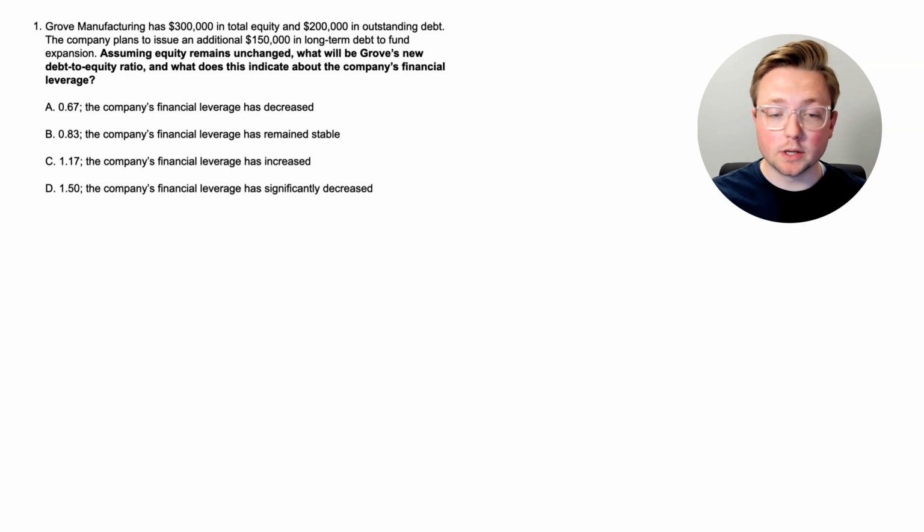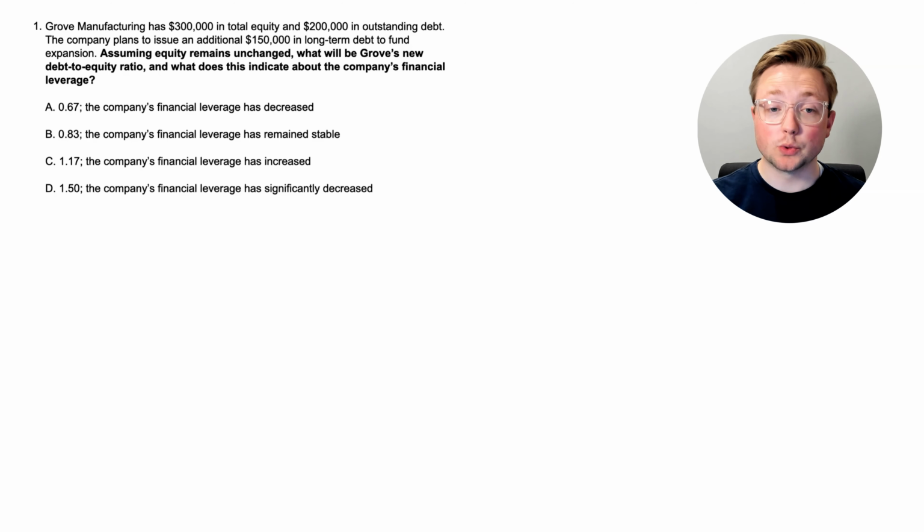The second thing I want to say is one thing that I always like to point out: you want to read the last sentence of the question first. This is a great strategy for test day specifically because frequently if you read the last sentence of the question first, that will give you context for what the question is even about so that you know what you're looking for throughout the rest of the question. This is a very good habit to be in, so let's do that here. Assuming equity remains unchanged, what will be Grove's new debt to equity ratio and what does this indicate about the company's financial leverage? Okay, let's go up to the top.